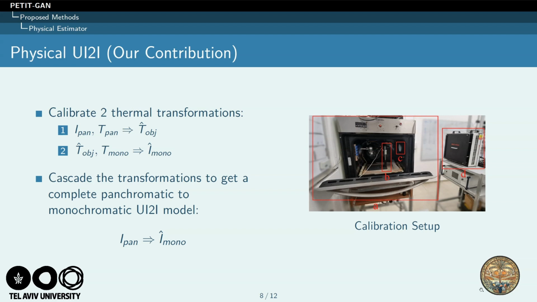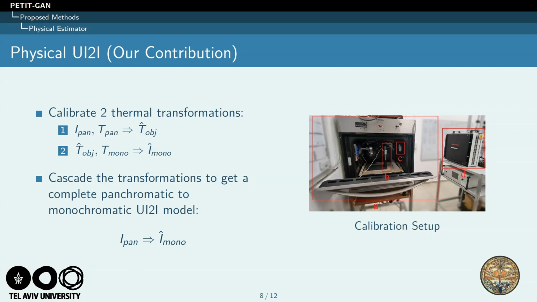with an IR filter. We then cascaded the two transformations to get a complete panchromatic to monochromatic unpaired image-to-image model that takes in an actual panchromatic image and outputs an estimated monochromatic image.